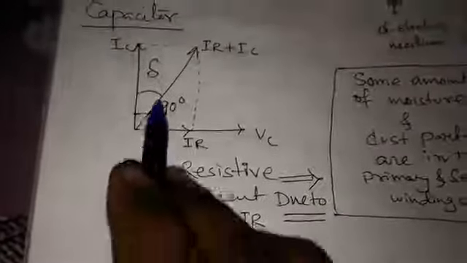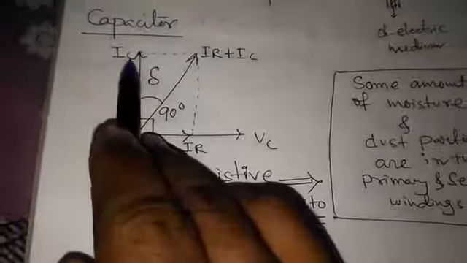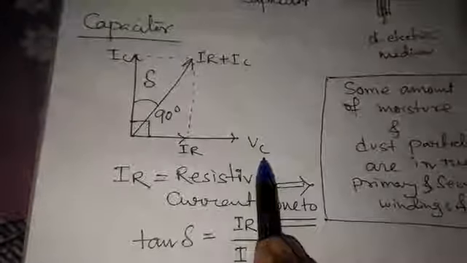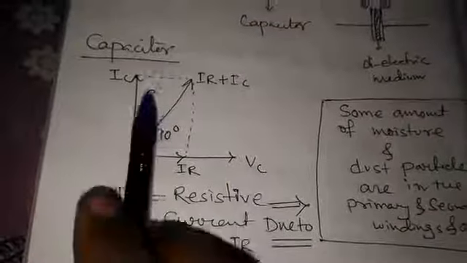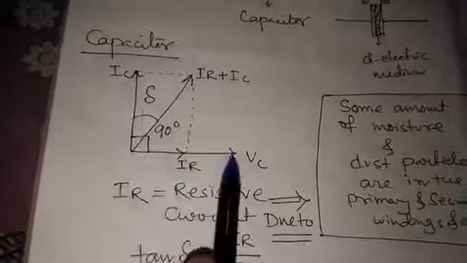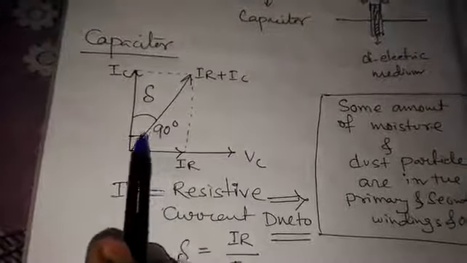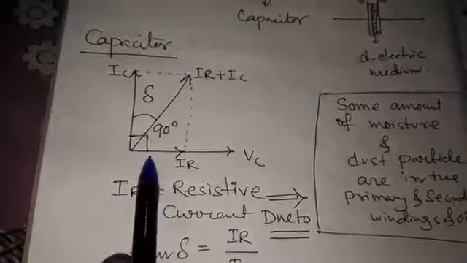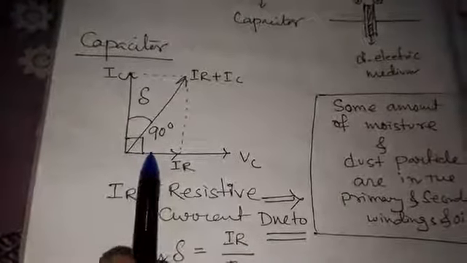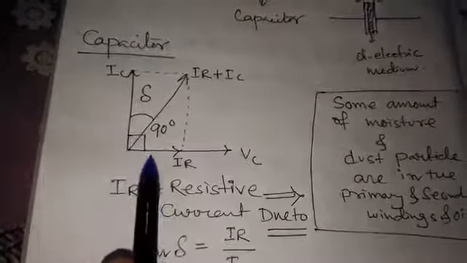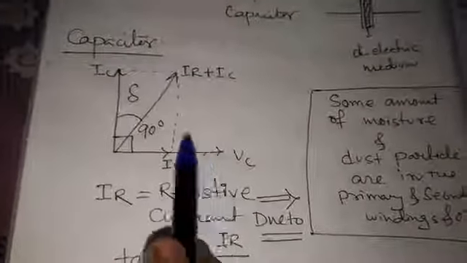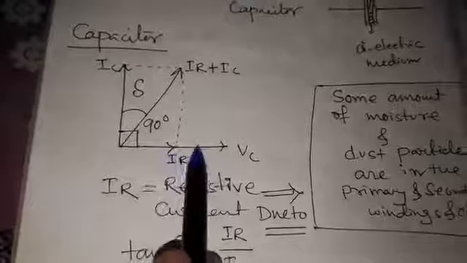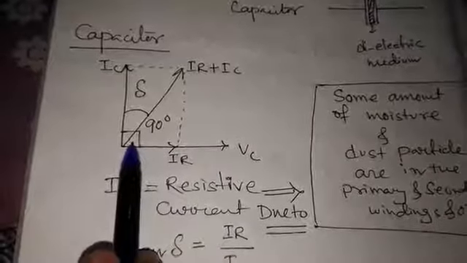As per the diagram, this is the current axis and this is the voltage axis, and IC is the capacitive current and VC is the voltage applied to the capacitor. So in between IC and VC the angle is 90 degrees for a pure capacitor. For a pure capacitor we will get the angle of 90 degrees between voltage and current. In a capacitor we know that the current leads the voltage by 90 degrees.